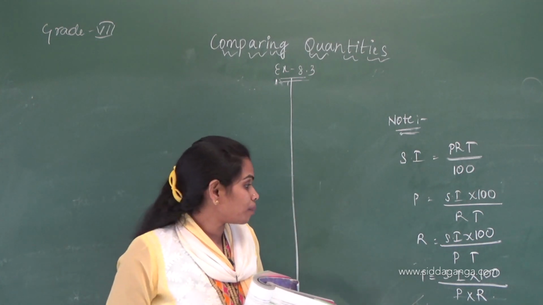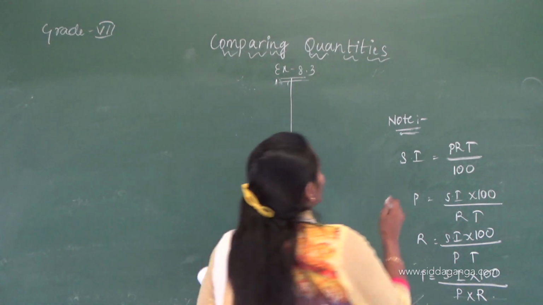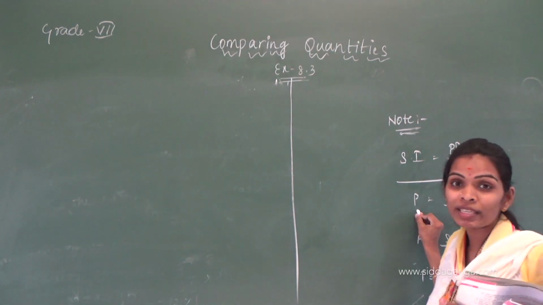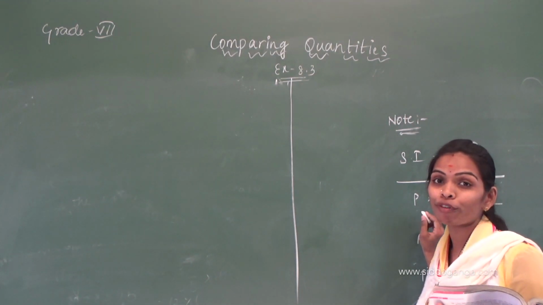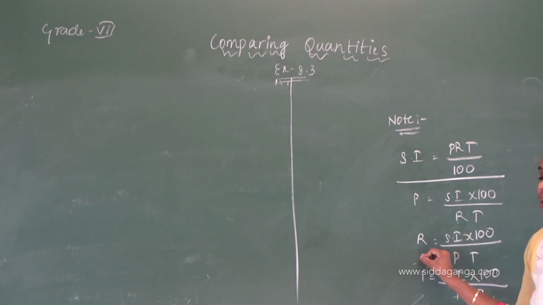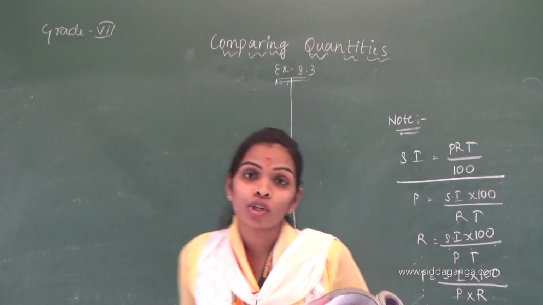Here we have the formulas. Simple interest is equal to PRT divided by 100. Principal, the amount we borrowed from the bank, is equal to simple interest into 100 divided by RT. R equals simple interest into 100 divided by P into T. T, that is the time period, equals simple interest into 100 divided by P into R.